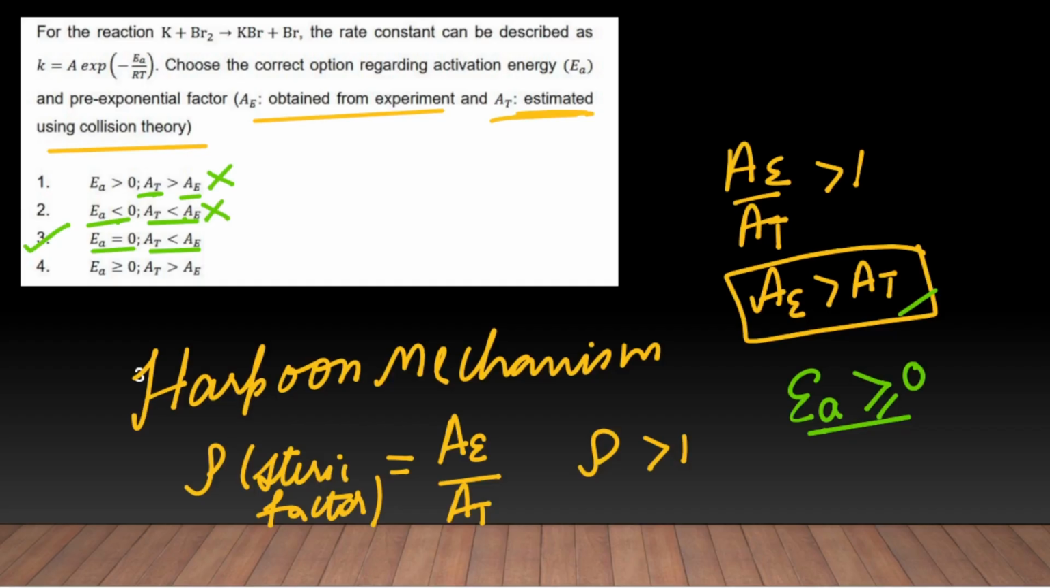One of the conditions of the activation energy is satisfied and the other, AE greater than AT, is also satisfied, right? Next is EA greater than or equal to 0 and AT greater than AE. So here an inverse relation between AE and AT has been given, so this is the incorrect one. Okay, so this is how this question was to be solved.